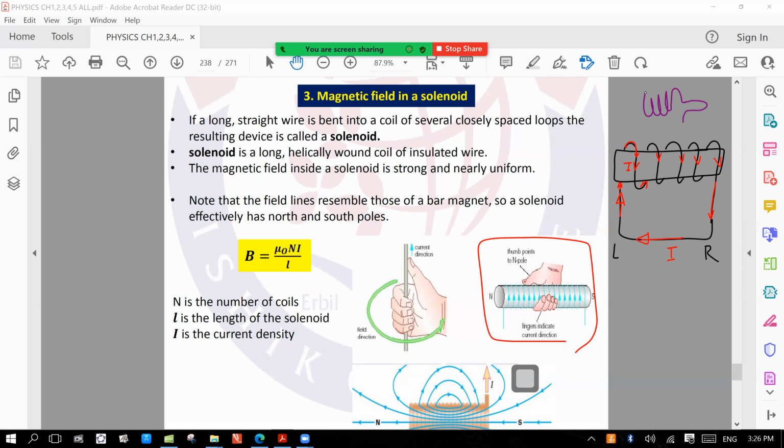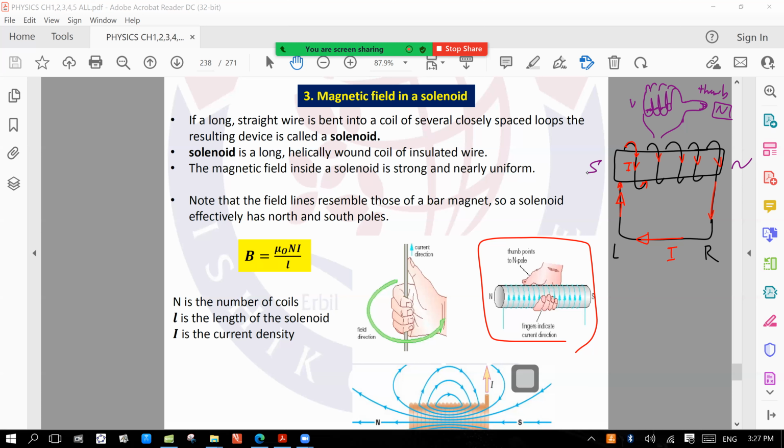Okay, and then that's going to be the fingers. As you see, this is going to be the thumb, which is showing us the direction of the North Pole, or the direction of the magnetic field. And this is going to be the direction of the current, which these 4 fingers are showing me. So now this part is going to be the North Pole, and this part is going to be the South Pole.